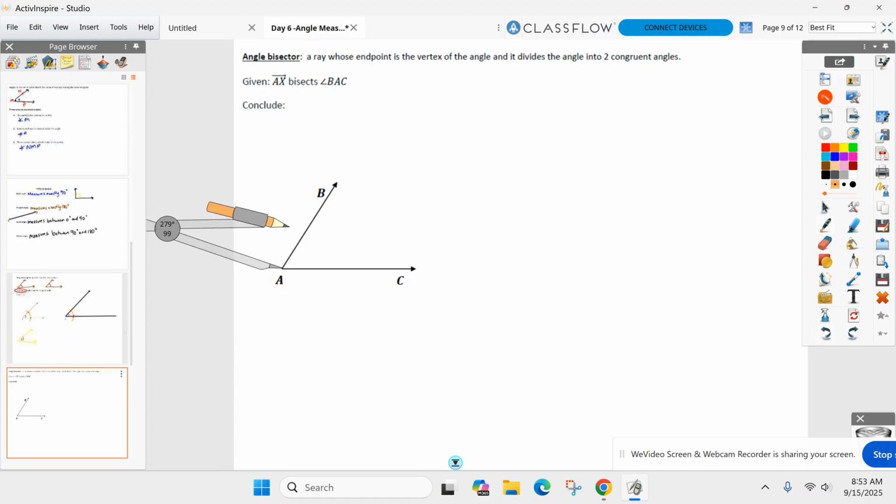Similar to what we just did for copy an angle, make an arc through the two rays. Nothing huge, please. Make an arc through the two rays. Label those points of intersection, please, with points.